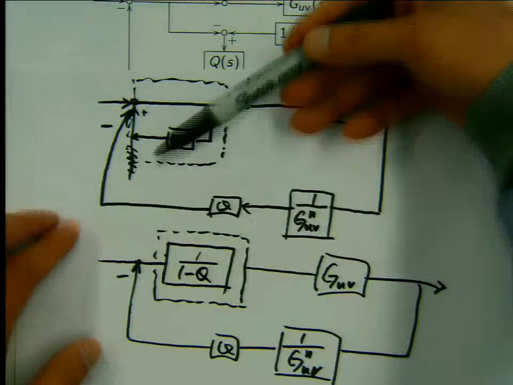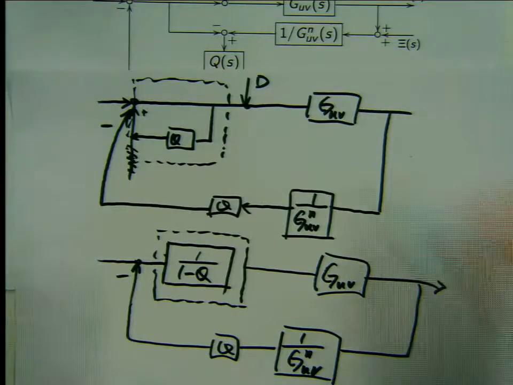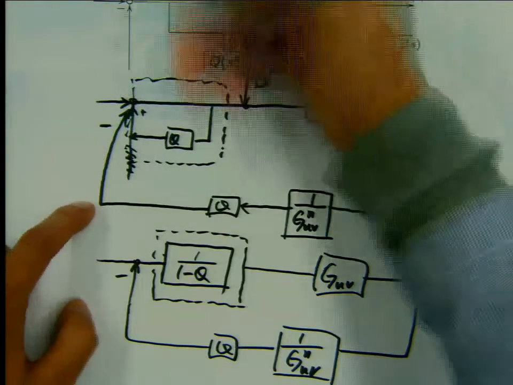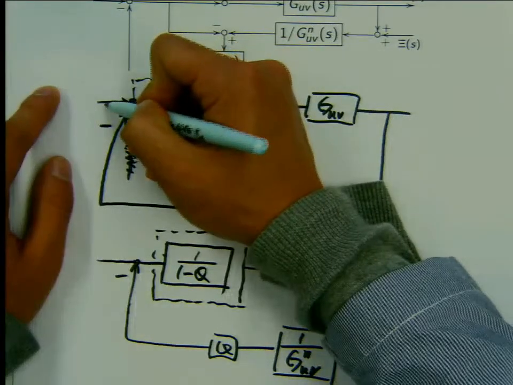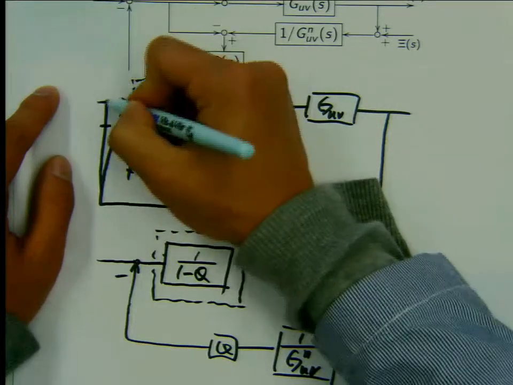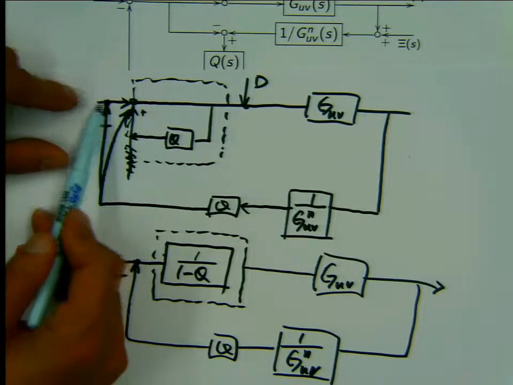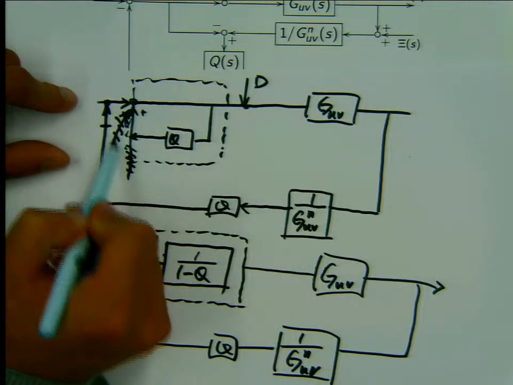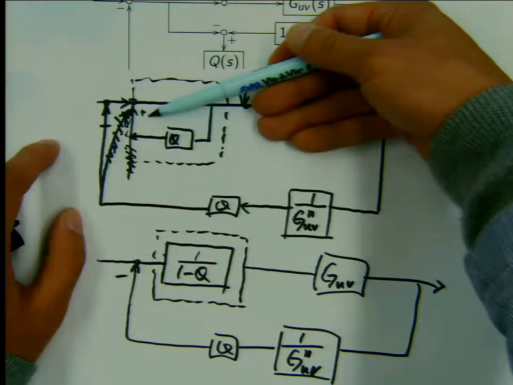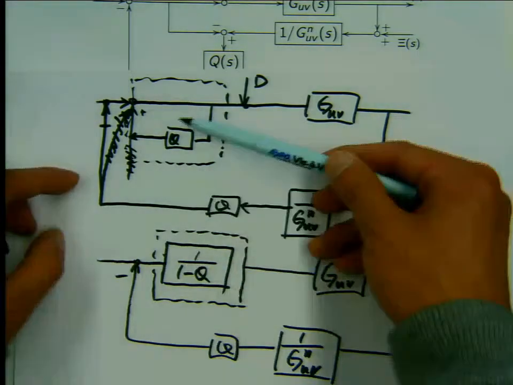Because you can look at it this way. Look at this summing junction here. If I add this signal here, it's equivalent to adding the signal here. So adding it here is the same as adding it here, just adding the signal to this branch. Now inside you see this mini feedback loop with positive feedback over here, which is equivalent to, as we reviewed earlier, 1 divided by 1 minus Q.